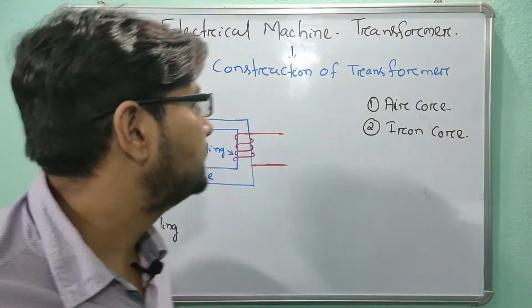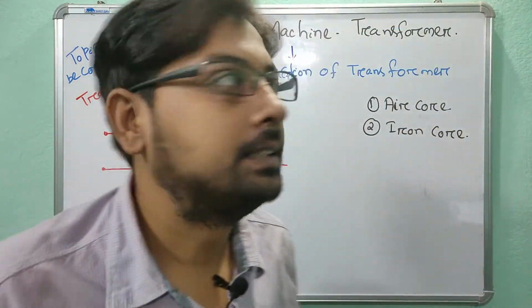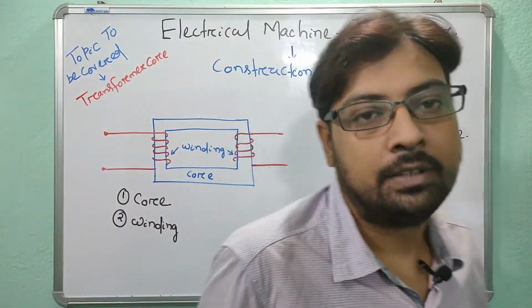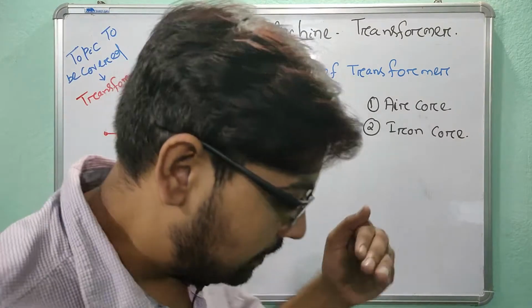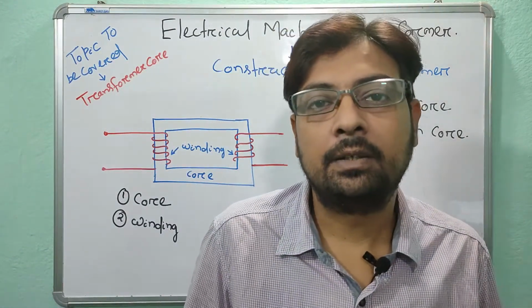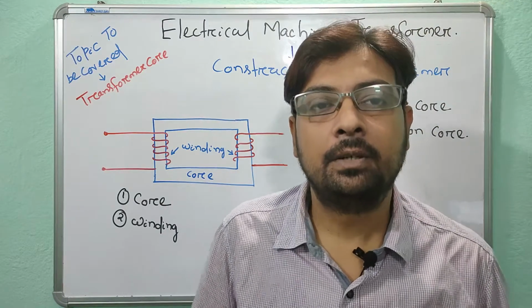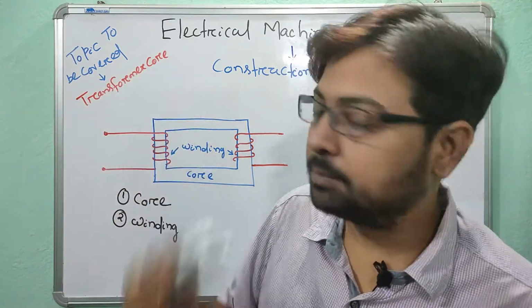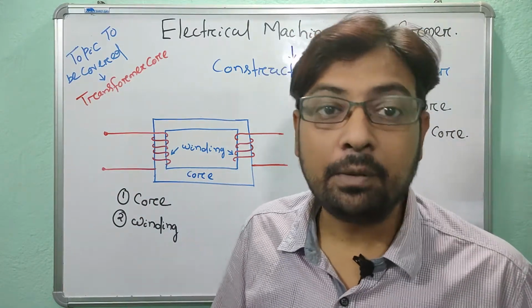So, we'll discuss electrical machine. Subject is transformer, and today we'll discuss construction of transformer. The construction of transformer is of two types: one is core, another is winding. This video will discuss only the transformer core, and the next video will discuss the transformer winding.